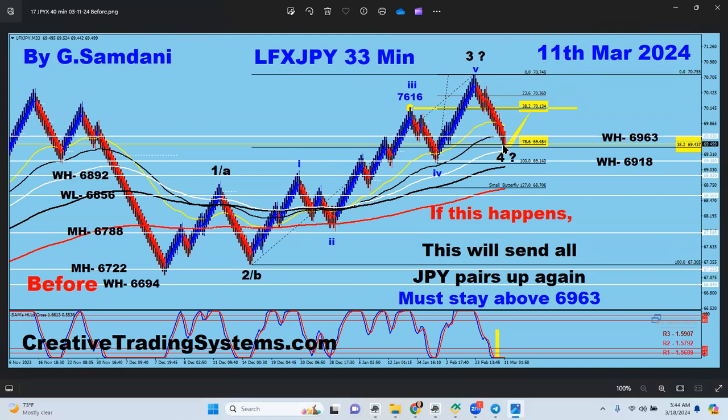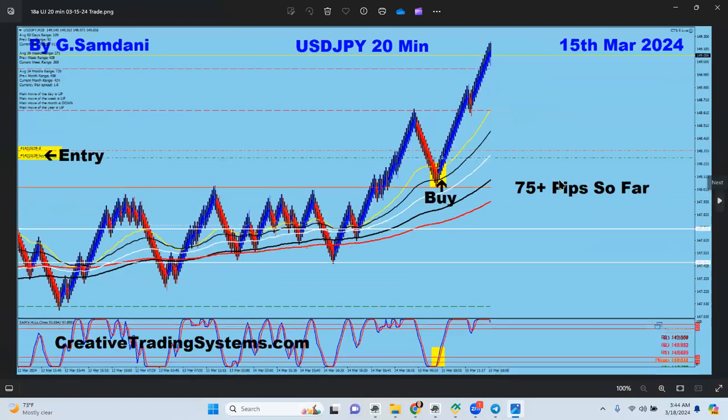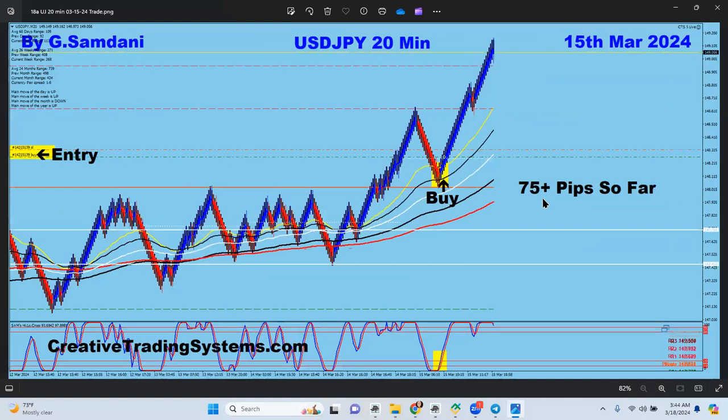So I said it's going to bounce from here and then go to this high here, 76.16. And I said if this happened, then they all will go up. So they did, but it didn't give me the setup. Only one pair gave me the setup, which was, you see this? It went there exactly the same place. And it gave me this USD/JPY only for 75 last week on Friday.